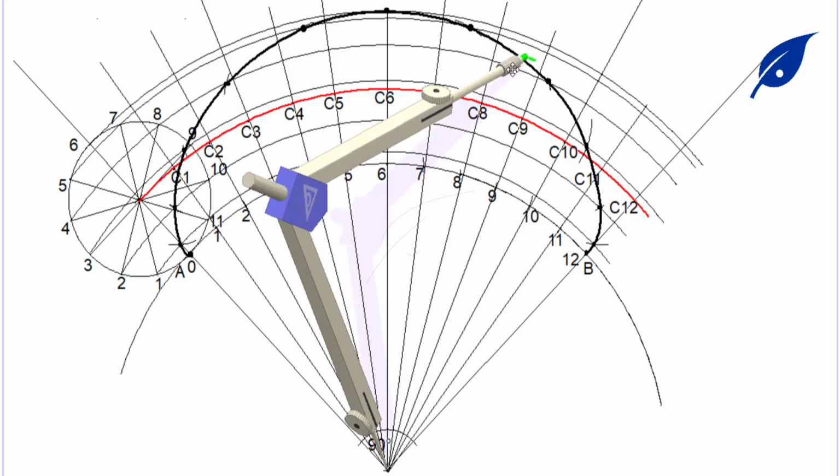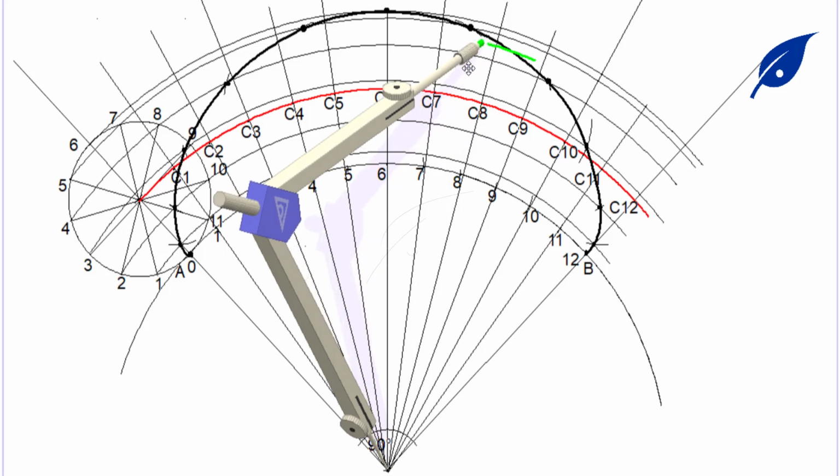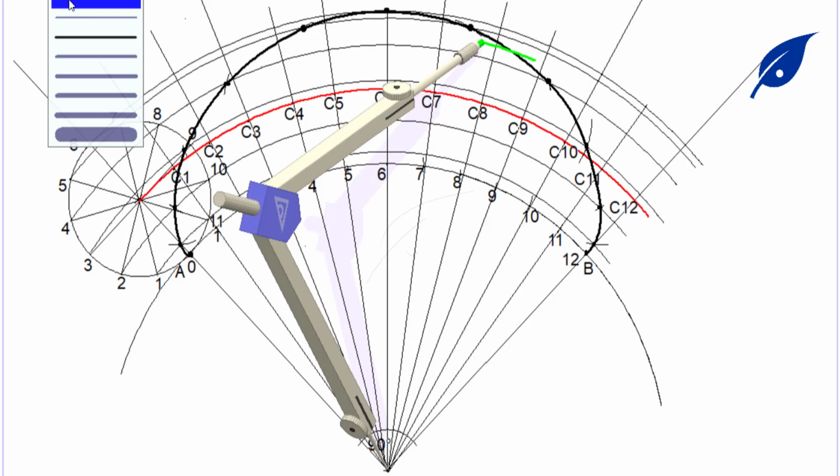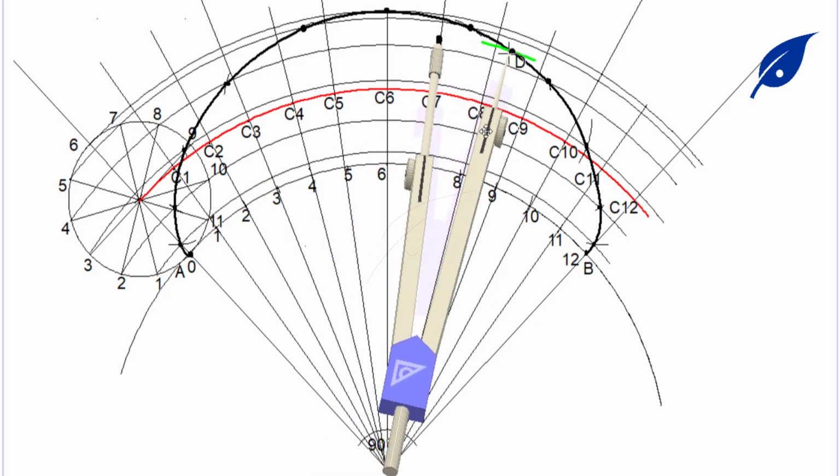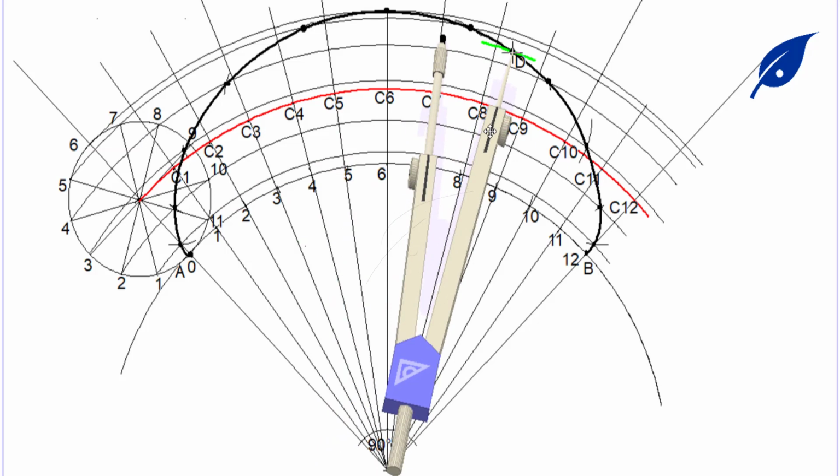We use the green color just for emphasis. We've gotten our 115 millimeter radius. So we describe this point. We label this point D.